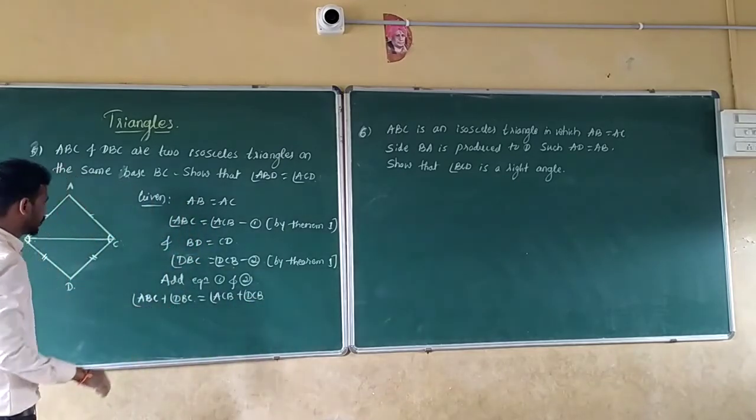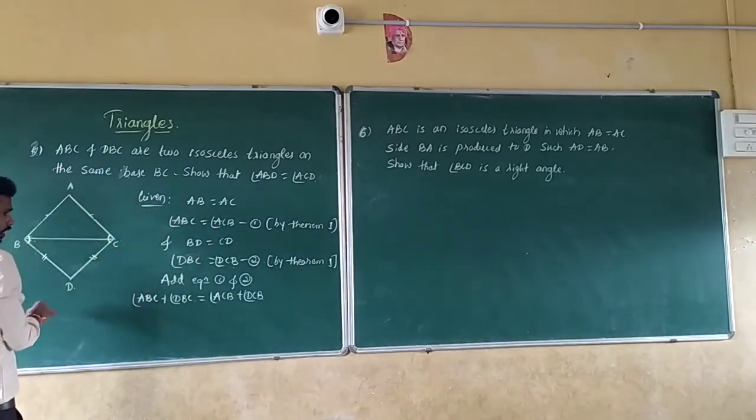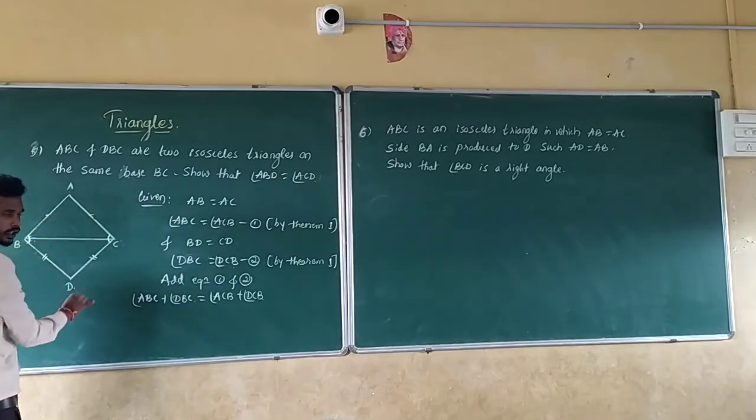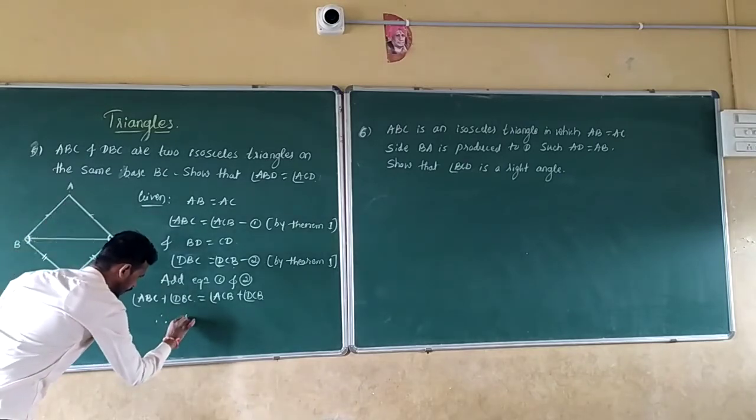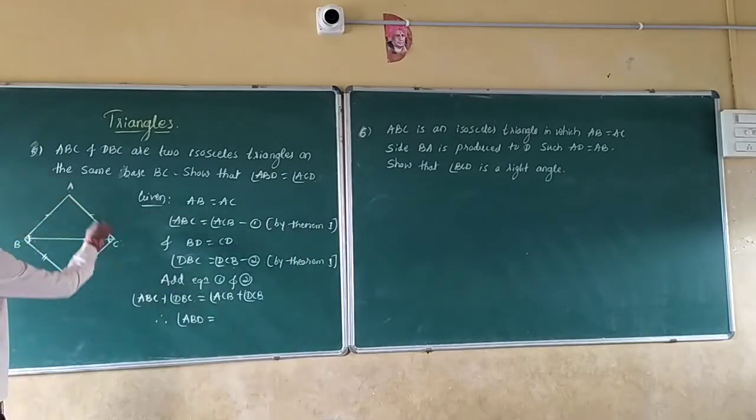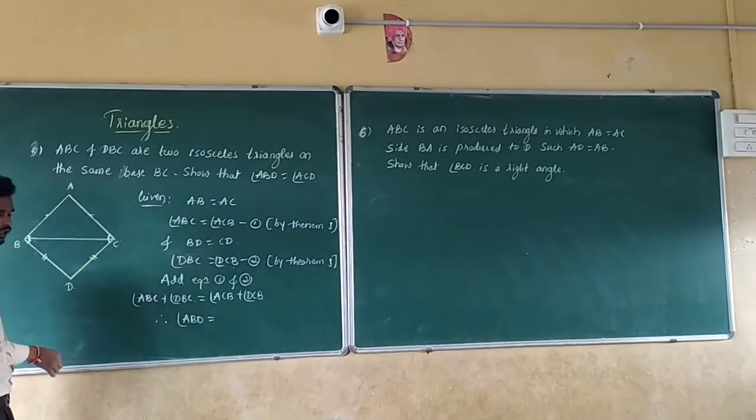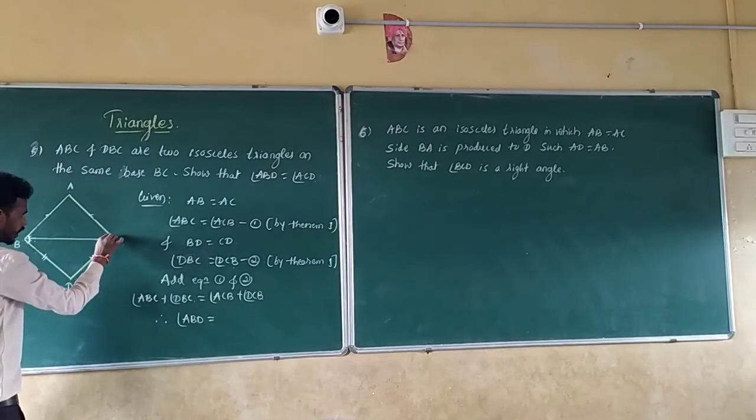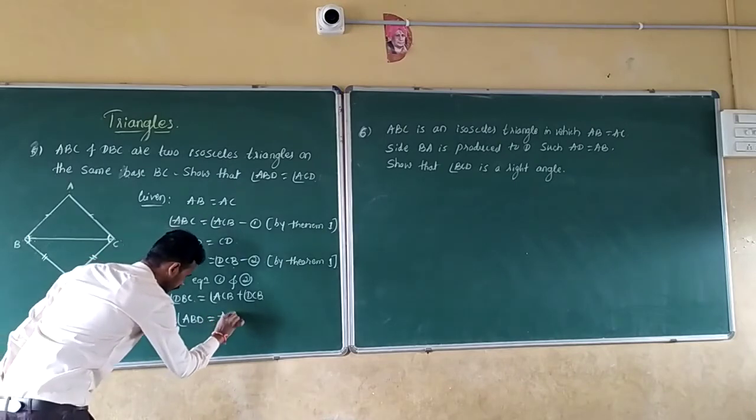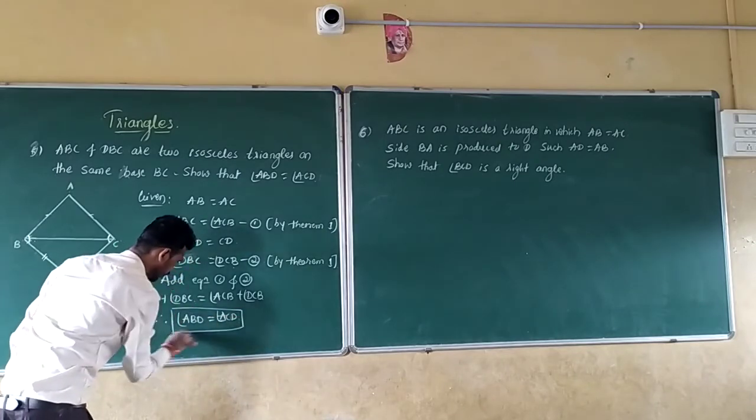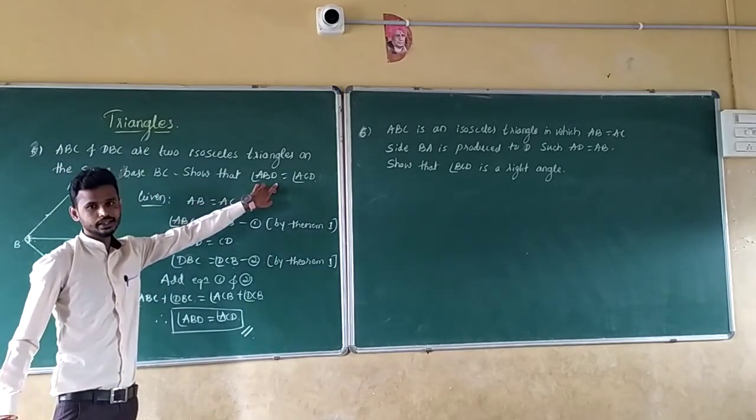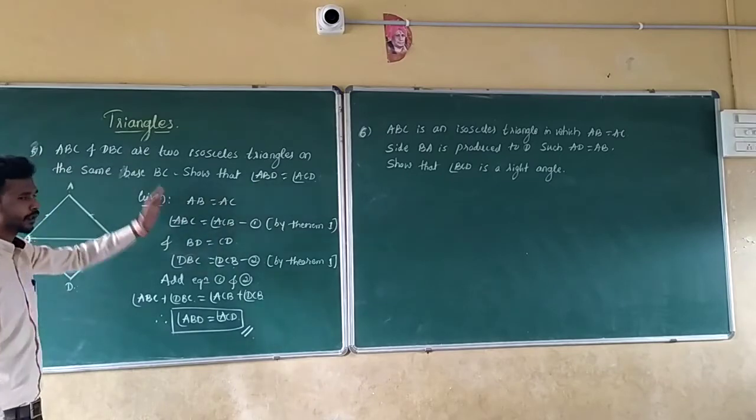So ABC plus DBC, what will you get? ABC this angle and DBC this angle, total you will get angle ABD. Therefore angle ABD is equal to ACB plus DCB, this angle and this angle, total angle ACD. So this is our proof, that is ABD is equal to ACD. So this is about question number 3.